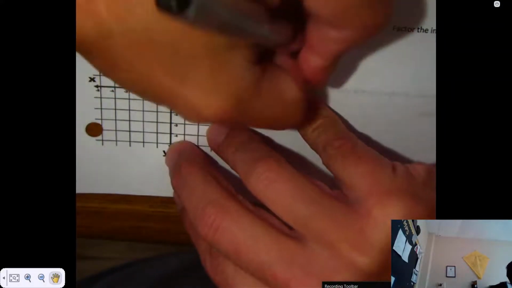Here we're tasked with graphing an absolute value equation. We're looking for this form.